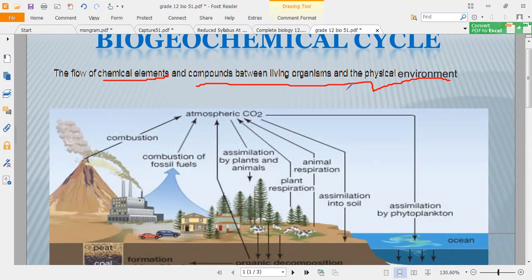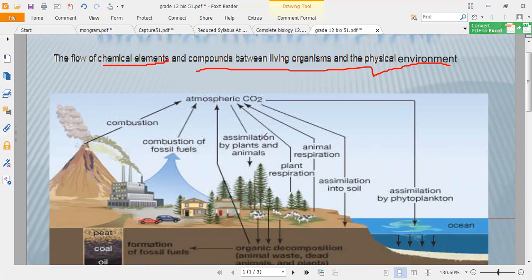When all these chemical compounds or materials are circling around, they are utilized and then produced again. So they are rotating in the environment in a cyclic form. That is called biogeochemical cycles. You can see here, materials are consumed and move out into the atmosphere, then again they are consumed by living organisms.